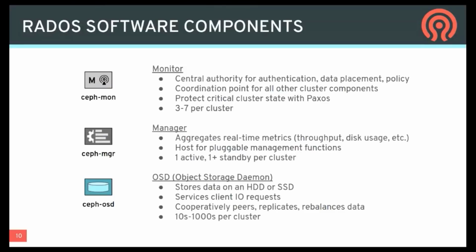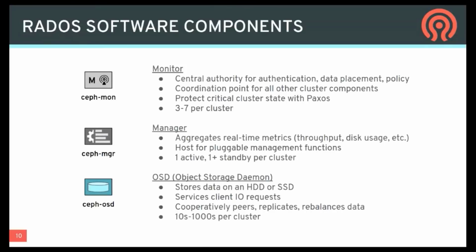So Ceph and RADOS is a software system, so it's comprised of a number of different storage daemons. The first one is the monitor, the Ceph monitor. These monitors are a central authority for authentication, data placement, and policy in the system. They're the central coordination point that manages all the other daemons that participate in the system. They protect critical cluster state with an algorithm called Paxos. And they're typically somewhere between 3 and 7 of these per cluster, usually spread across different hosts or different racks so that you have reliability and availability.